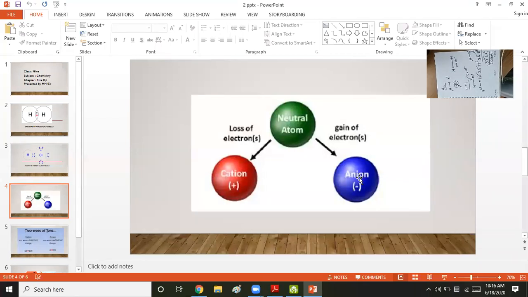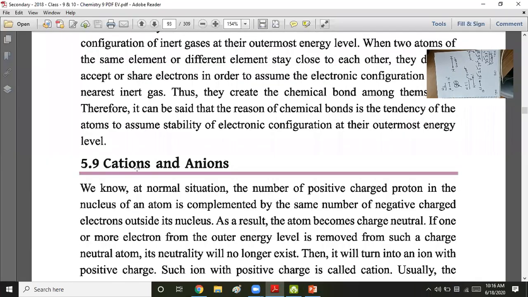So now we talk about the cation and anion. How does the cation form? By losing their electrons. How does the anion form? By gaining electrons. So I'm going to my copy again. My topic is cations and anions.